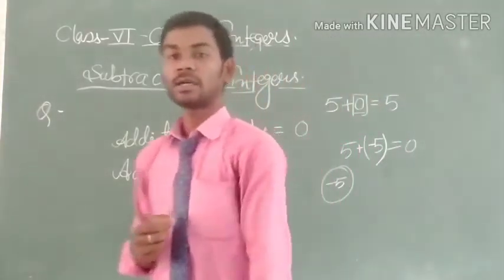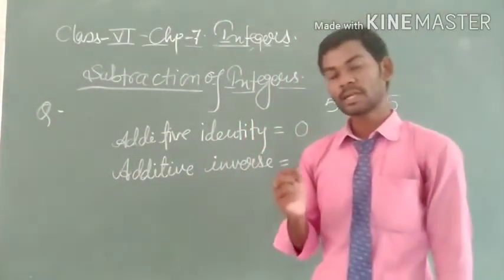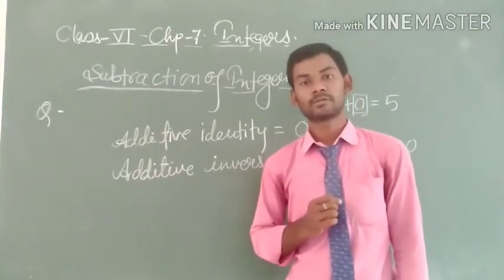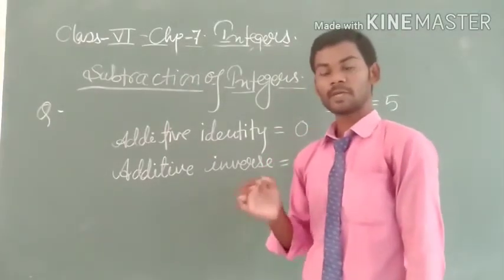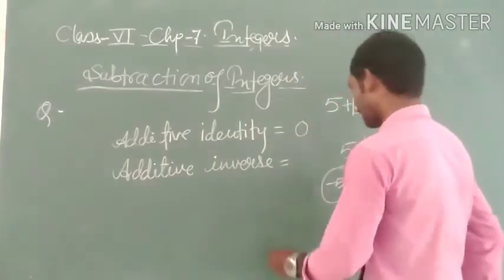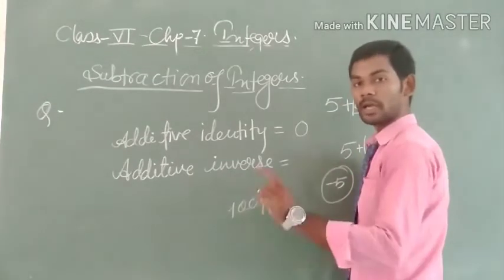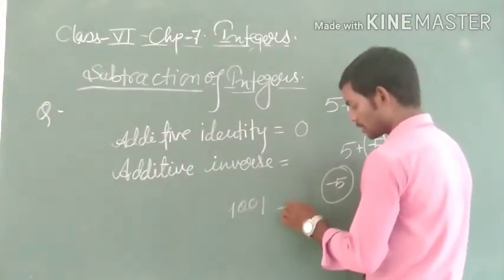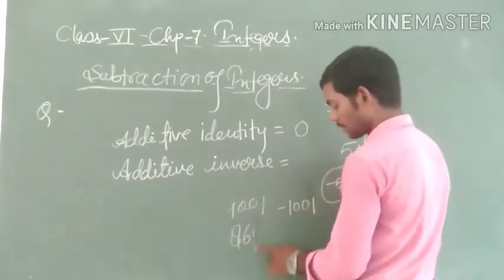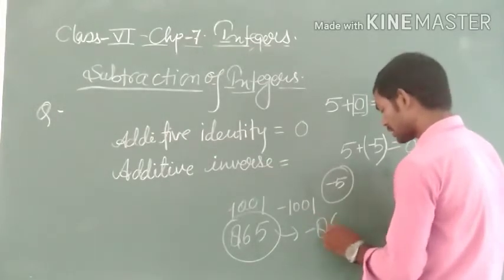And we also know that for every positive integer there exists a corresponding negative integer. Therefore, all the corresponding negative integers are called the additive inverse of their respective positive integers. So if I write 1001, then its additive inverse will be minus 1001. For 865, its additive inverse will be minus 865.